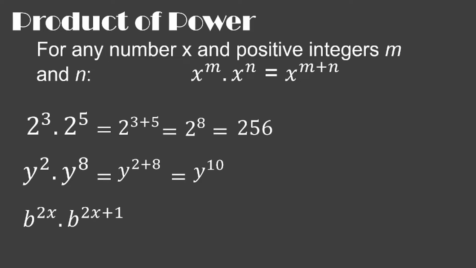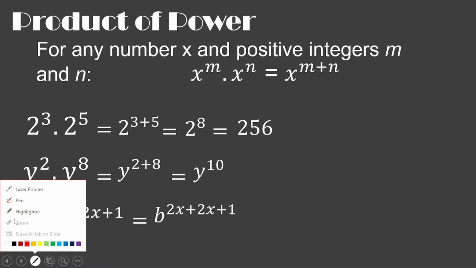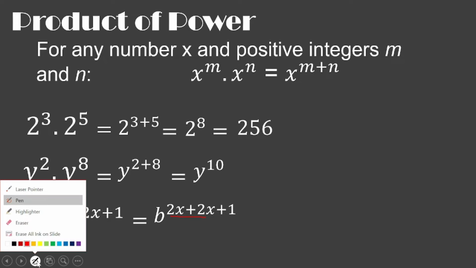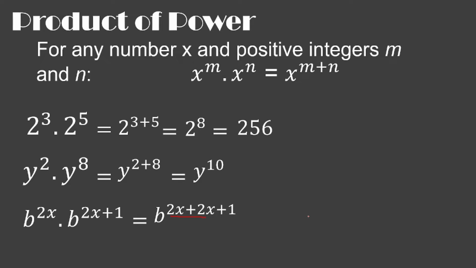Alright, let's have another one. b raised to 2x times b raised to 2x plus 1. As you can see, again, we have the same base, which is b. So we simply add the exponents, which are 2x and 2x plus 1. That will give us b raised to 2x plus 2x plus 1. Now notice that we have common terms here. 2x plus 2x is simply 4x. So that will give us b raised to 4x plus 1.